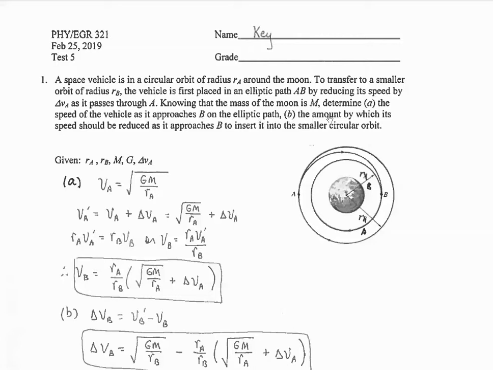And then the B part is how much do we have to reduce the speed at B to insert it into a smaller circular orbit of radius r sub b. Then this is r sub b right here. All right, so we're given r sub a, r sub b, capital M, capital G, and delta v sub a.